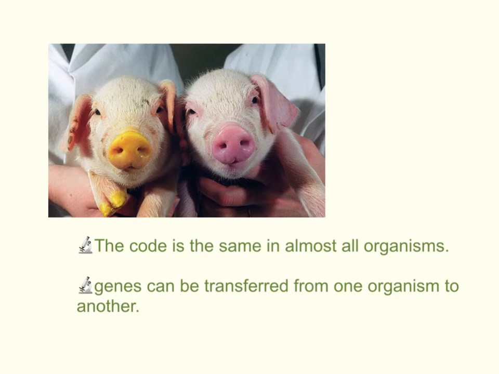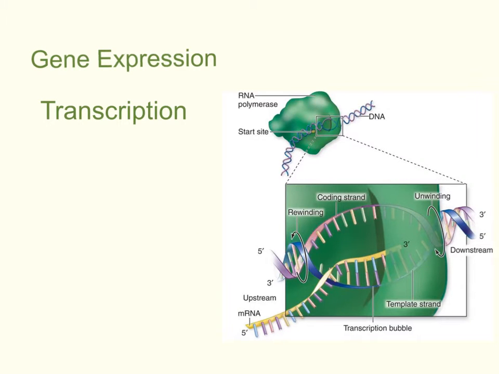The code is the same in almost all organisms, which supports a common evolutionary heritage, and genes can be transferred from one organism to another and still function in the new host. In the case of these pigs, the piglet on the left has a jellyfish gene that encodes a green fluorescent protein. When a gene's genetic code is read and used to make proteins, and those proteins then carry out their function, we say the gene has been expressed.